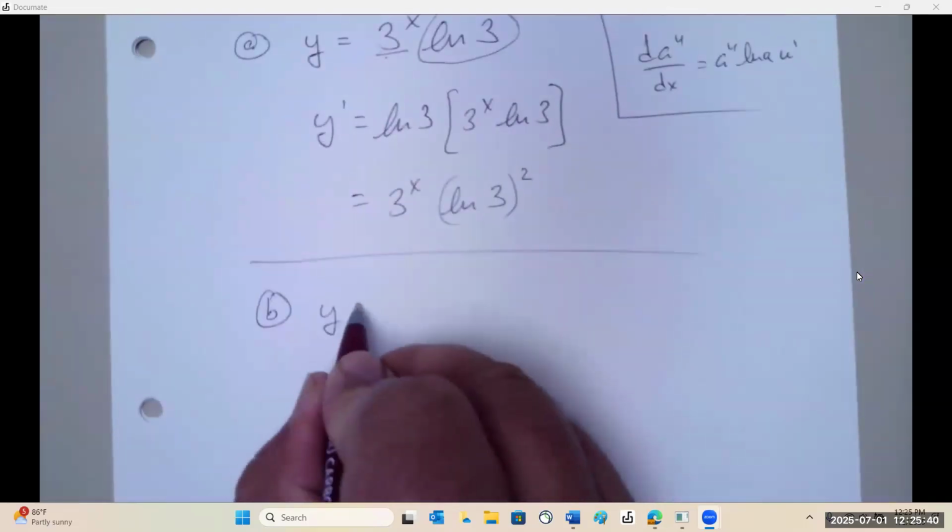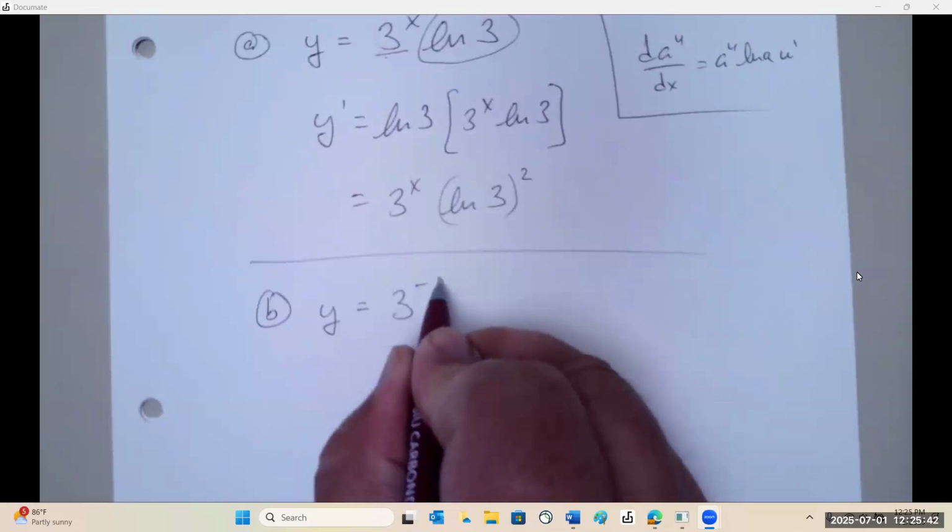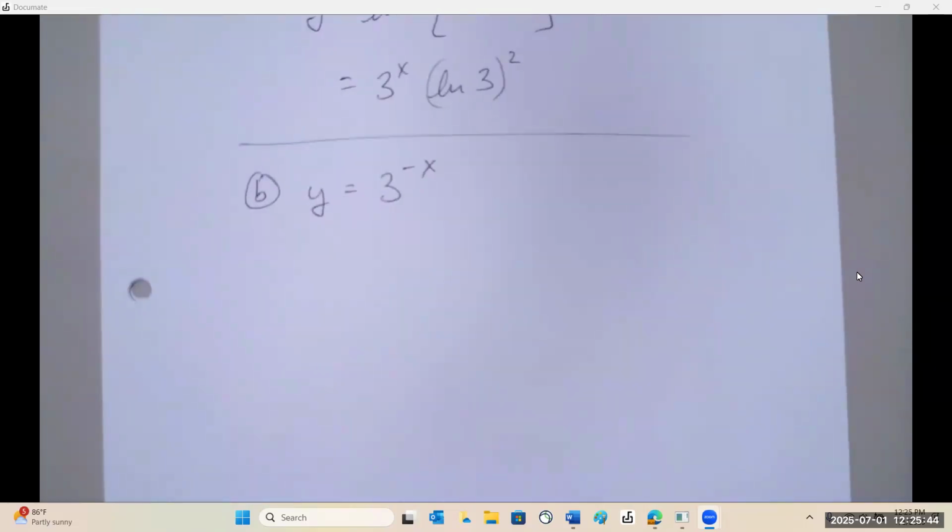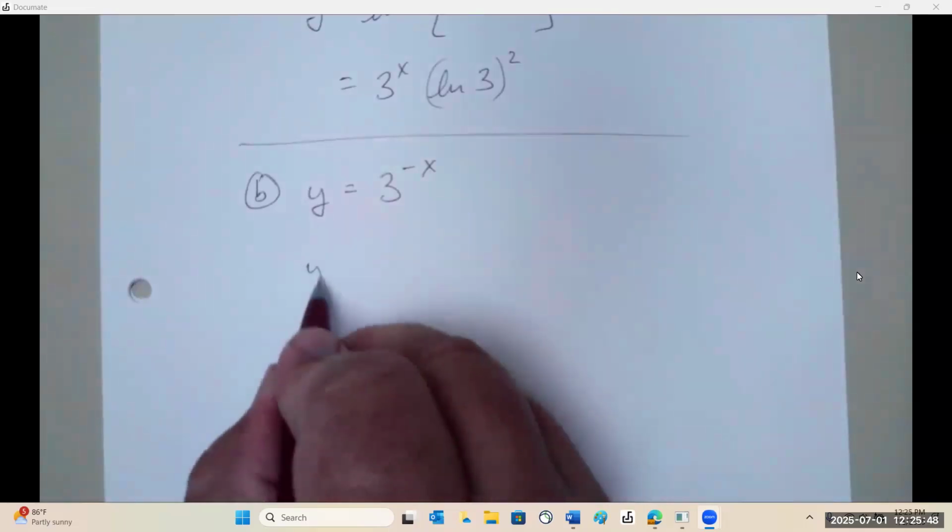B, y is equal to 3 to the power negative x. What's my first derivative?